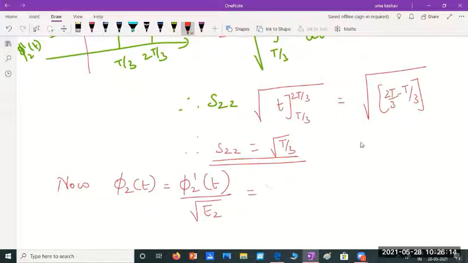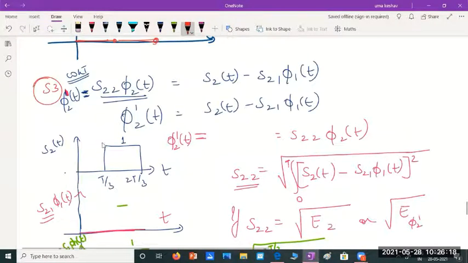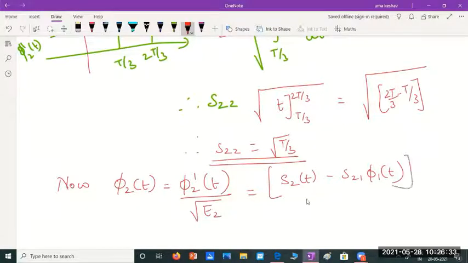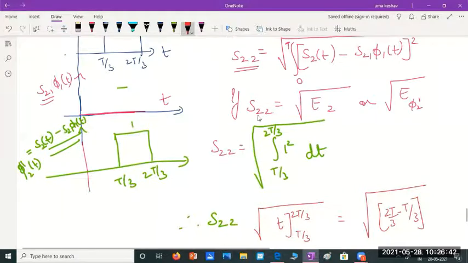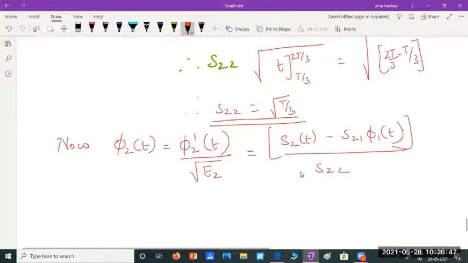Or in other words, if I want to write the complete equation, I can write, what did we call as phi2 dash? S2 minus S21 phi1 of t. This was our phi2 dash. This whole thing divided by root E2. What is root E2? It is nothing but your S22. This whole thing divided by S22.